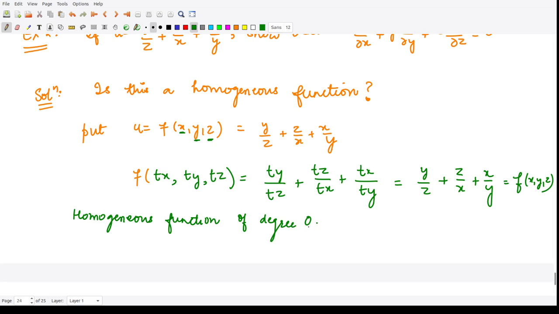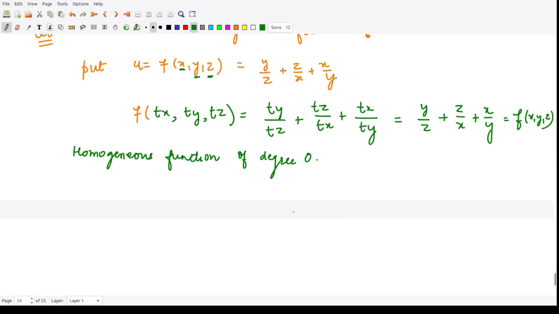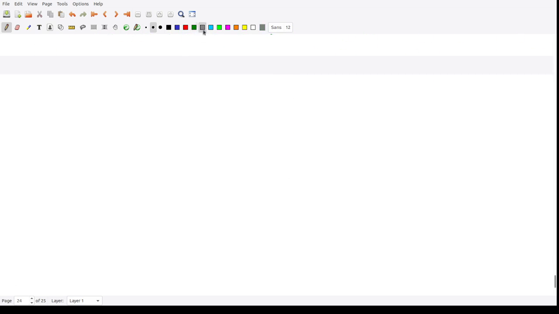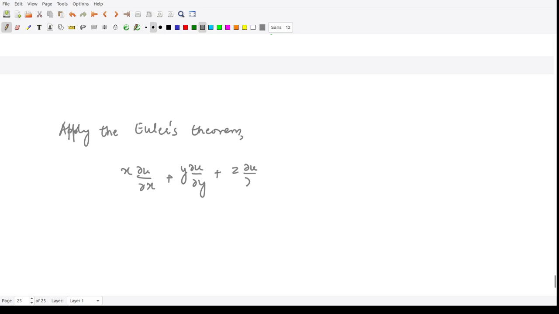If this is of degree 0, then using Euler's theorem, we can apply the Euler's theorem, which states that x into del u by del x plus y into del u by del y plus z into del u by del z is equal to n into u.